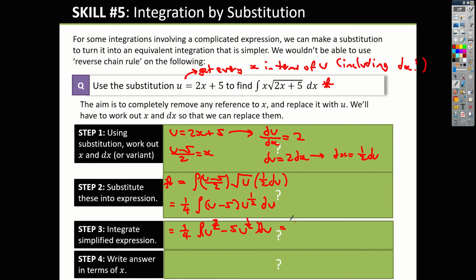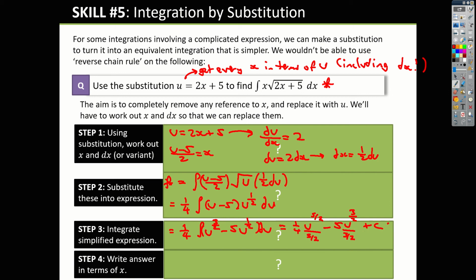Now I can integrate. My quarter is going to stay at the front. And then just using the power rule, I can integrate these u's. So we've got a quarter. u to the 3 halves goes up to 5 halves, and then we divide by 5 halves. Minus 5, u to the half goes up to u to the 3 halves, and then you divide by 3 halves. And then we're going to add c.